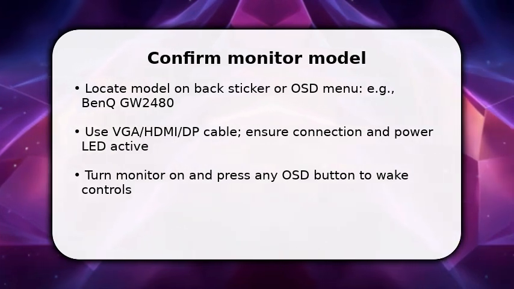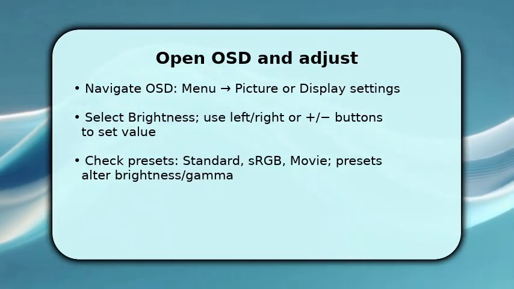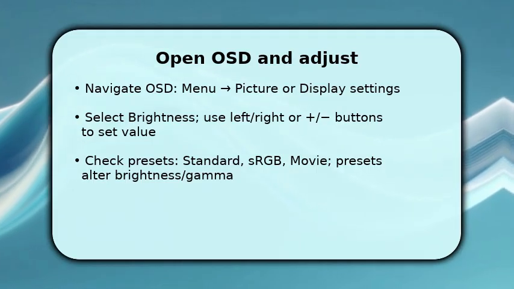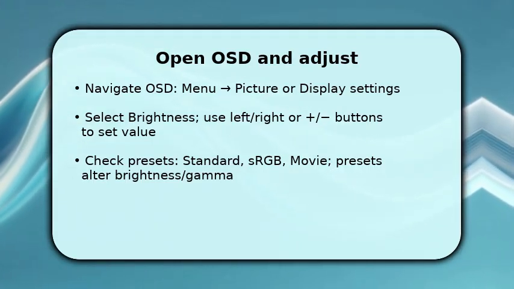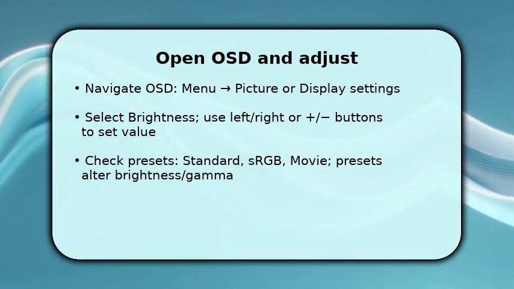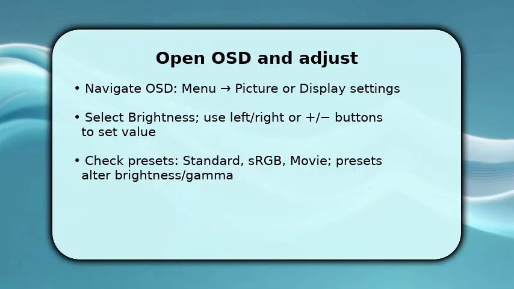You now operate the OSD to change brightness directly. Press Menu, navigate to Picture or Display Settings, then find Brightness. Use the left/right or +/- hardware buttons to raise or lower the level. Change by small increments and observe the screen. You want even skin tones and visible shadow detail.